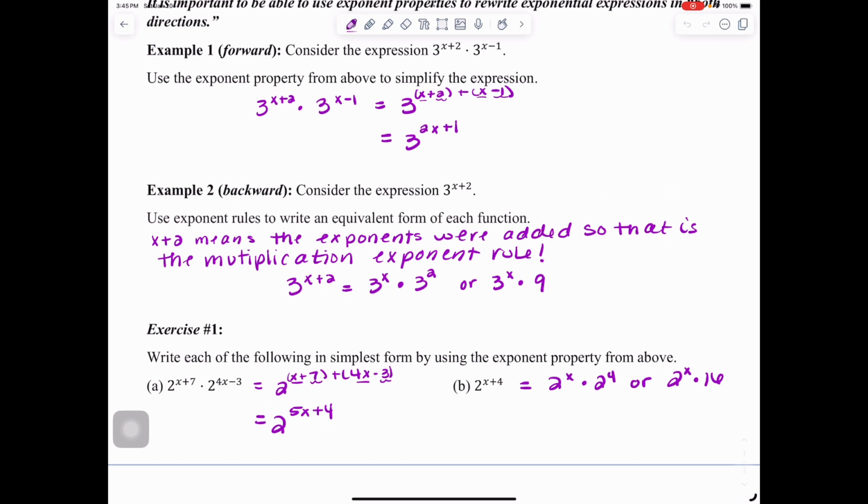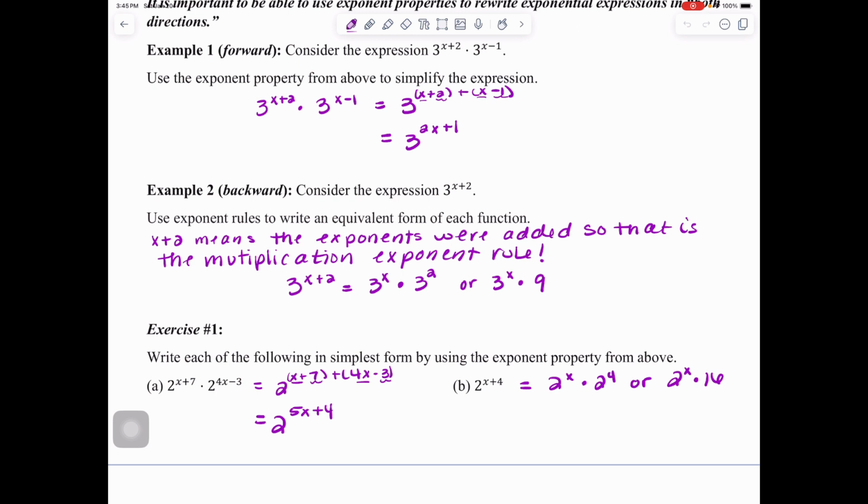Now that you had a chance to try on your own, here are your answers. In part A, you had to multiply these. So when you're multiplying, you're supposed to add your exponents. So we keep our base of 2 and we add up x plus 7 plus 4x minus 3. When we combine our like terms, we get 2 to the 5x plus 4.